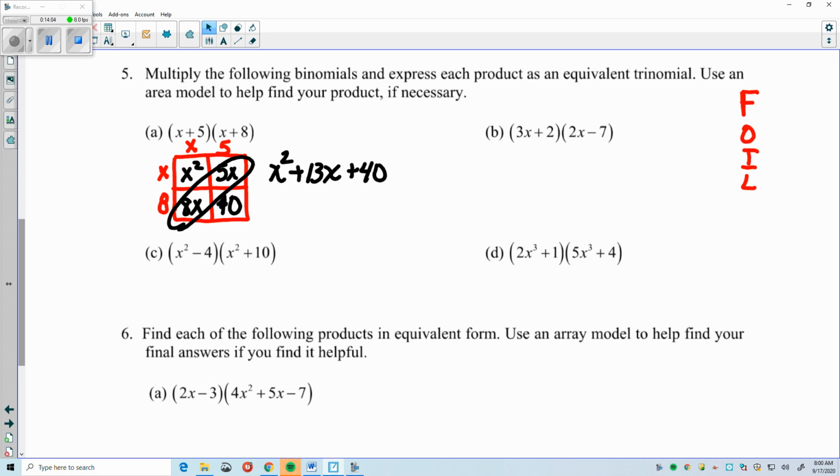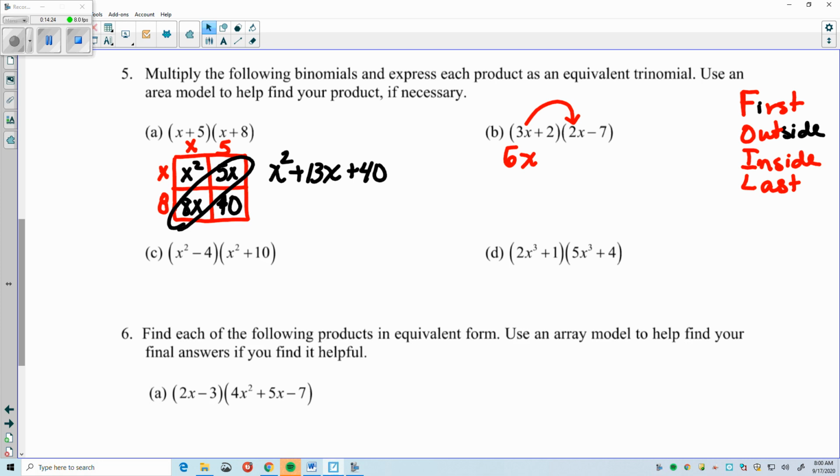FOIL, meaning first, outside, inside, and then last. All right, so let me show you what I mean here. So here's my first term. So 3x times 2x, I'm going to have 6x.